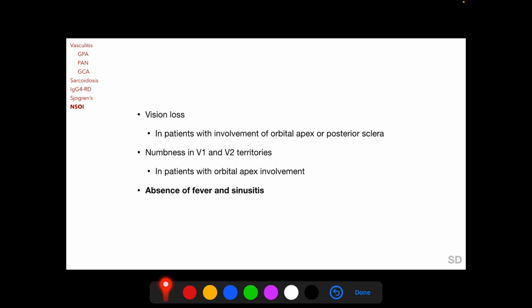And in NSOI, fever and sinusitis are uncommon, and this contrasts with orbital cellulitis, which almost always has fever and associated sinusitis, and this is very important to remember.